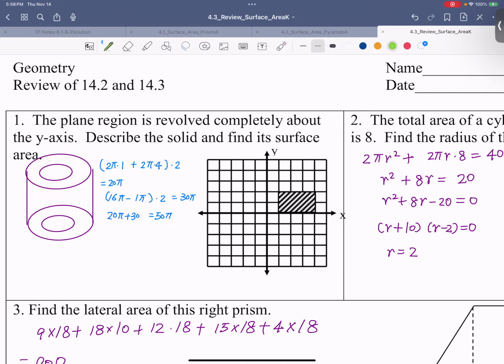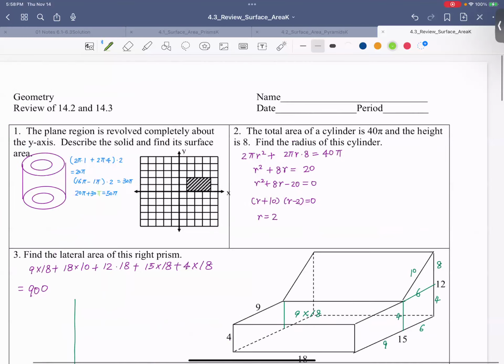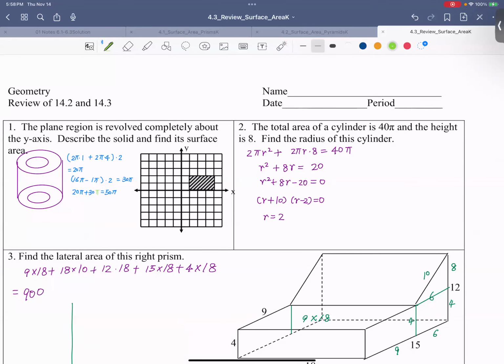Is this too hard? I just never learned it. It's okay. I teach you. Now you can understand. Next one. Number 2.